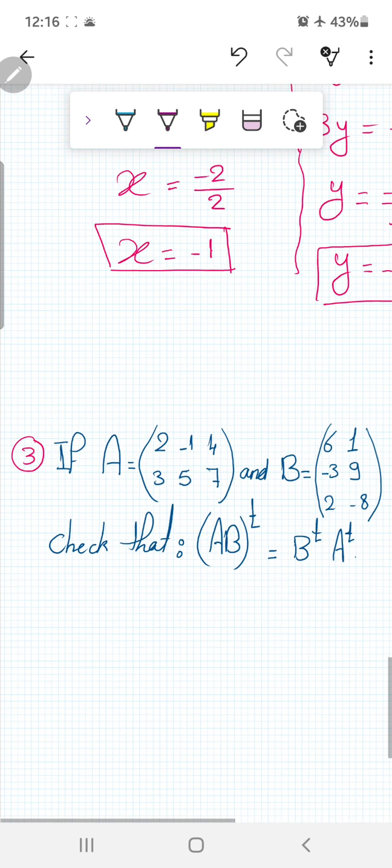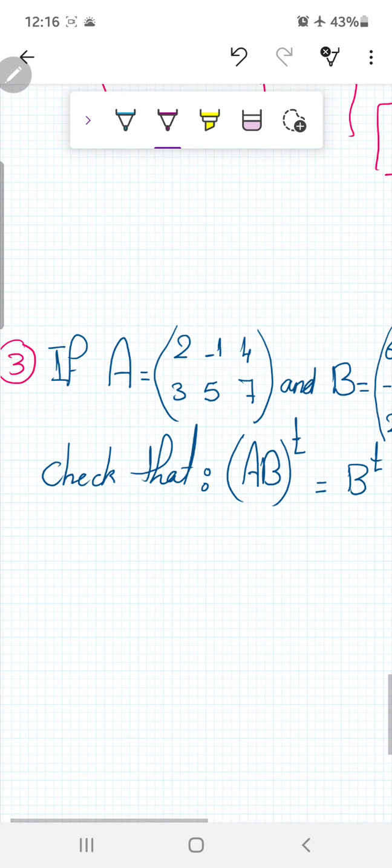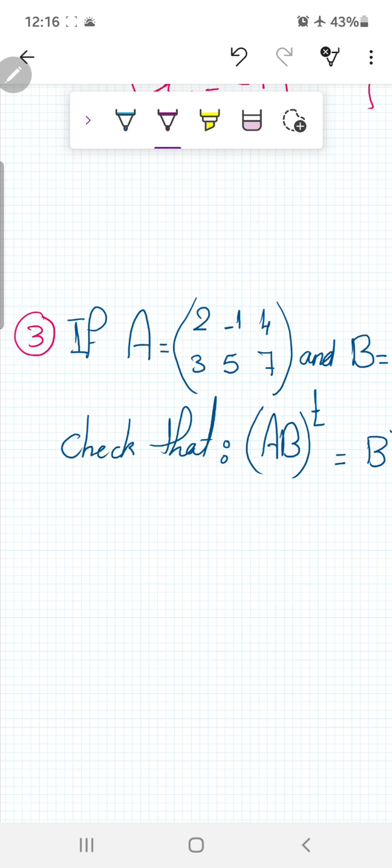Okay, let's take an example. If A is [2, negative 1, 4; 3, 5, 7], B is [6, 1; negative 3, 9; 2, negative 8]. Check that, it means prove that (AB) transpose equals B transpose A transpose. First get the left hand side, which is (AB) transpose. First get AB.